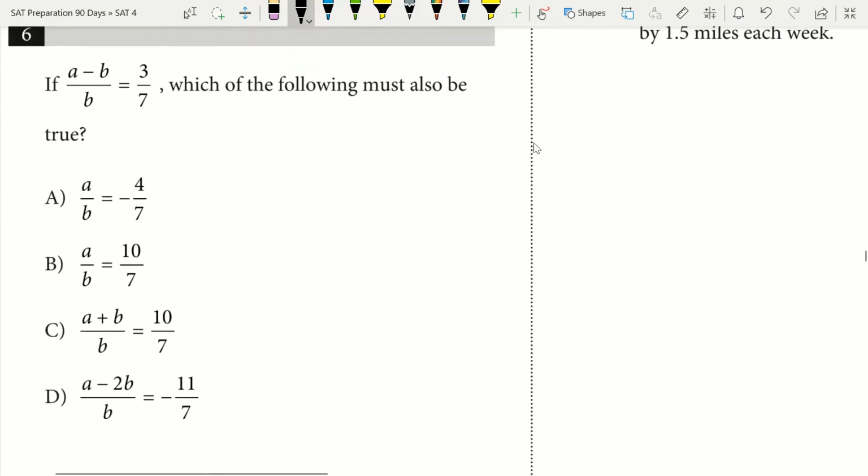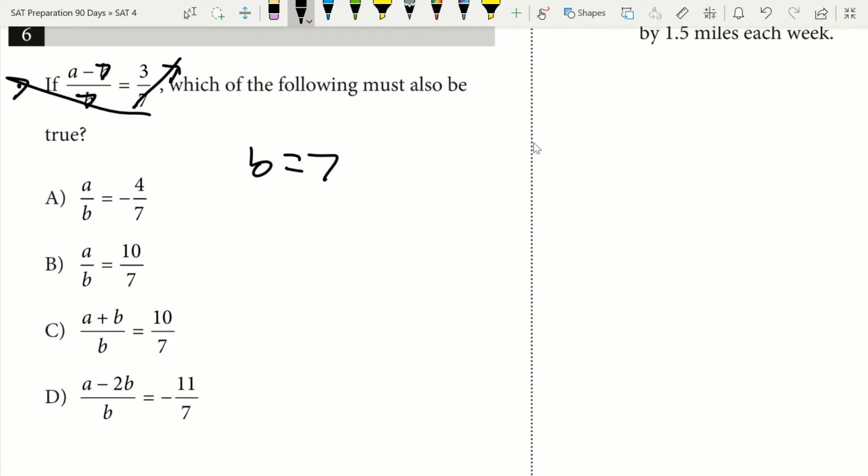All right, number 6. If A minus B over B is equal to 3 over 7, what must be true? Okay, I can go ahead and say that B is going to equal 7, since I see that there. So B is 7. I'll put a 7 in here and here. Now I can go ahead and solve for A. I'm going to multiply each side by 7.